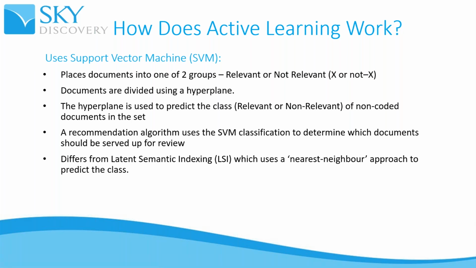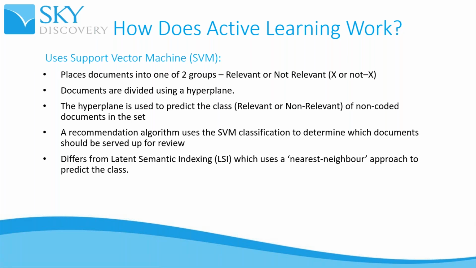So we mentioned earlier that the documents are classified into one of two groups, relevant or not relevant. Now the documents are divided using something called a hyperplane. And a hyperplane is basically just a line or a margin that divides the two sets of documents.